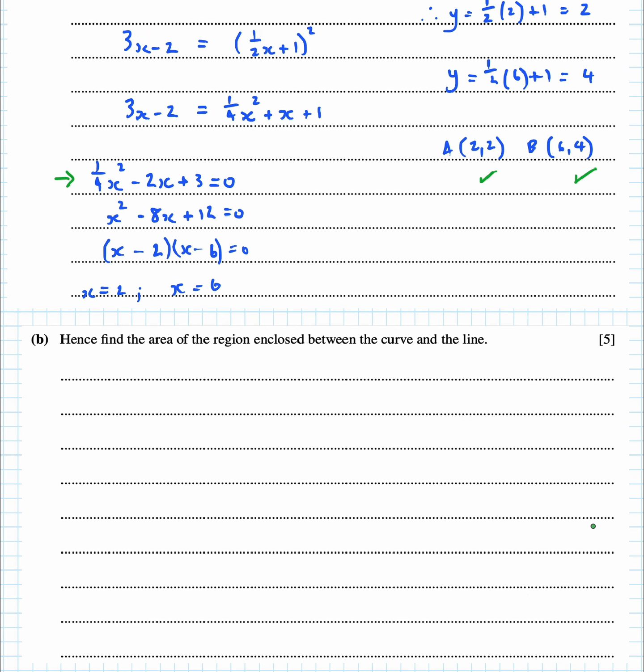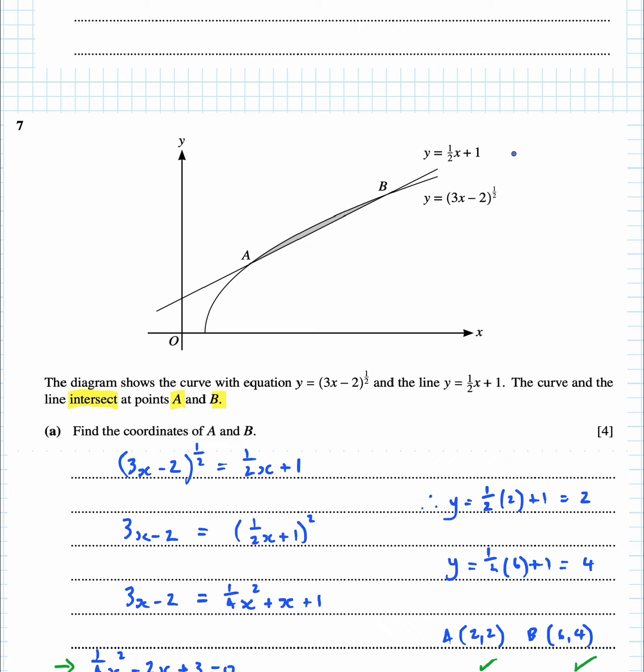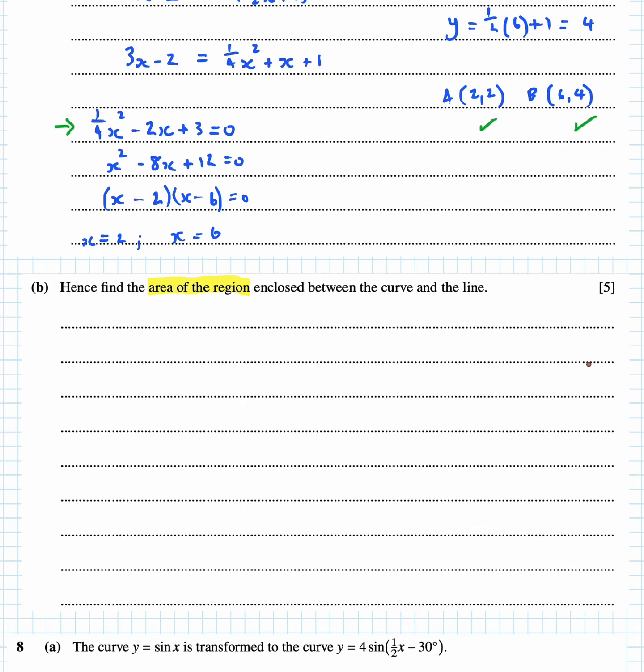Part B, we have to find the area of the region enclosed between the curve and the line. A main thing here is to take note of which one is above or which one is below. And we're going to integrate, of course. And we have our boundaries of 2 and 6 for the x-axis.